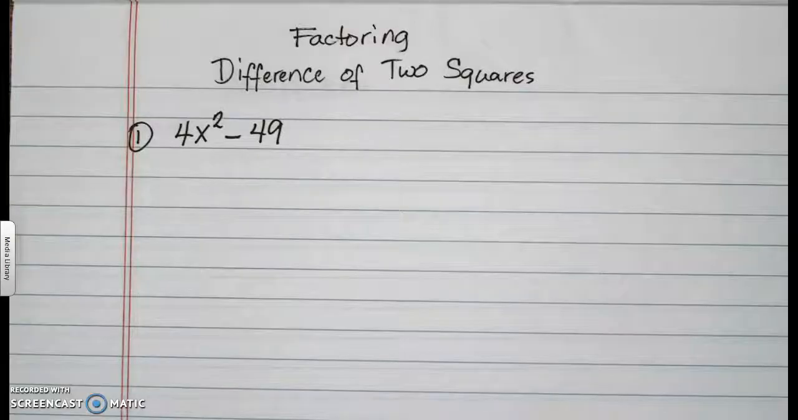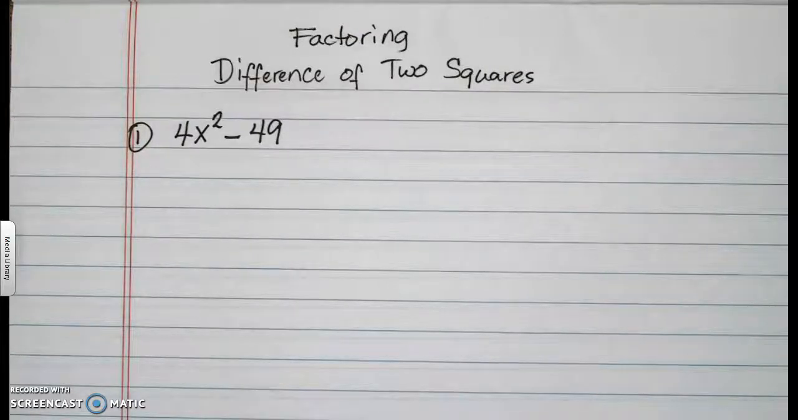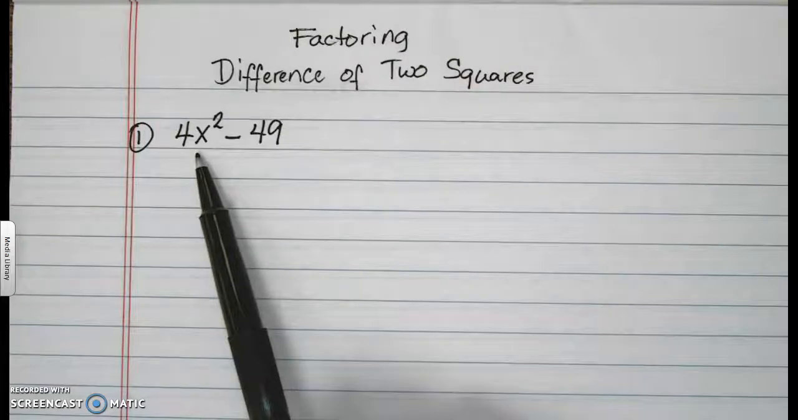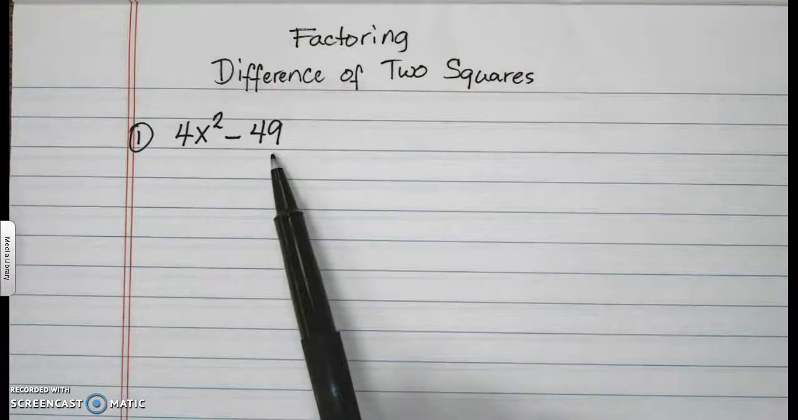Our next topic is factoring difference of two squares. The best way to teach this is by giving an example, but before that, I would like to describe it first to you. Difference of two squares is something that looks like this, where this is a perfect square and the second term is also a perfect square.